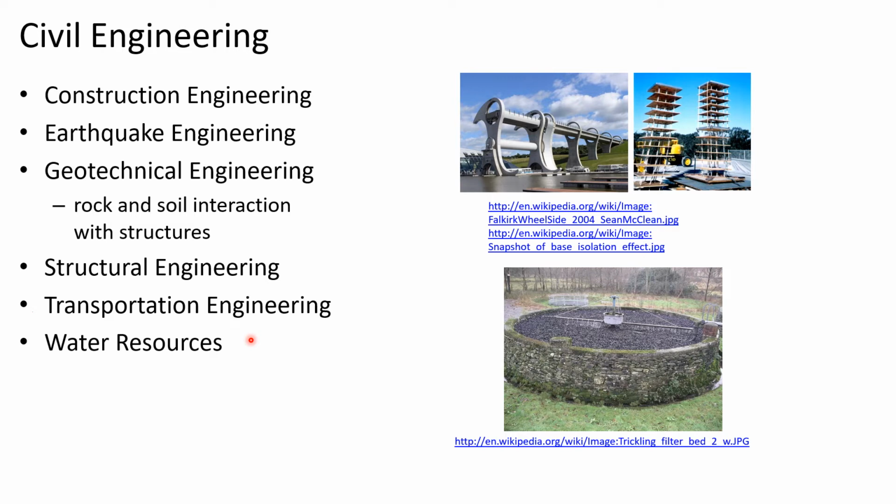The last area shown here is water resources. This is probably one of the primary areas of civil engineering historically, and that involves producing drinking water from a drinking water source, as well as treating wastewater. The last image over here on the lower right-hand side is that of a trickling bed filter, which is one form of wastewater treatment. This particular image here is a small one, not a large commercial or industrial one, but similar technology of trickling filter beds is used for wastewater treatment at many, many different scales.